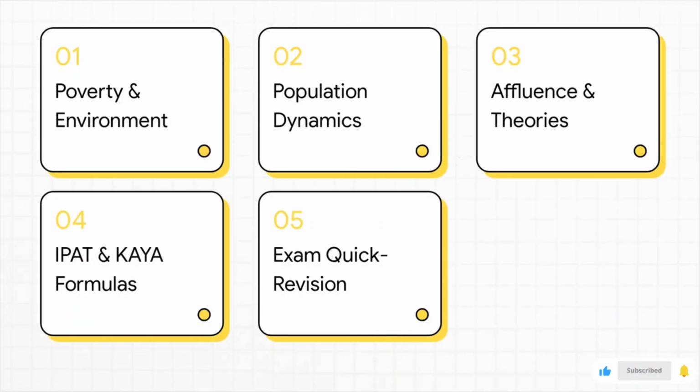So here's our roadmap for this little explainer. We're going to follow your course material almost exactly, so it's perfect for revision. We'll start with poverty, then talk population and affluence, then we'll get into some crucial formulas, and we'll wrap it all up with a quick-fire revision guide.